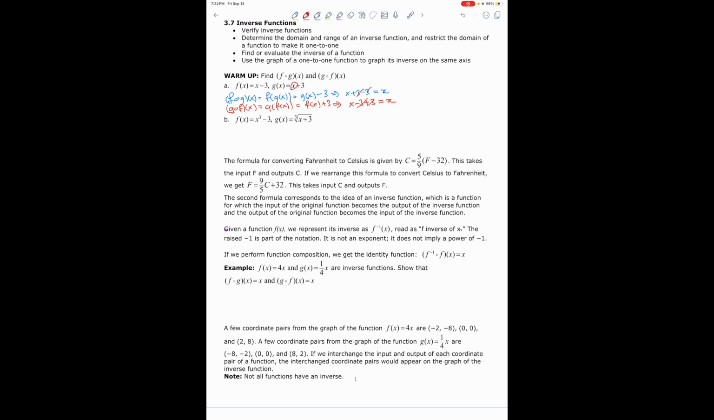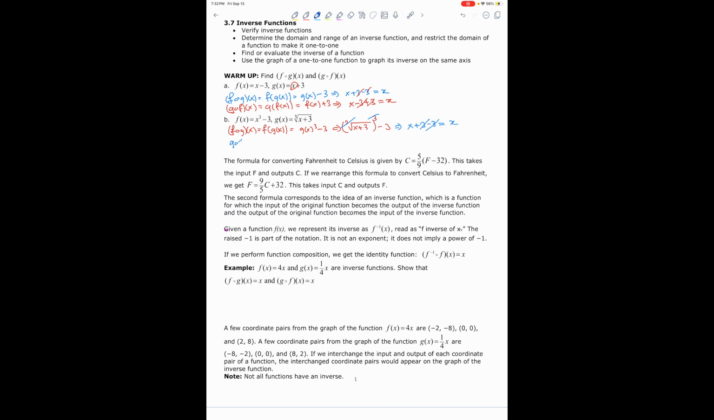And the second one is the same. If we find f of g of x, that means we're going to say g of x cubed minus 3, and that will give us the cube root of x plus 3, all cubed, minus 3. Notice how these are going to cancel together. So we will end up with x plus 3 minus 3, which will give us just x.